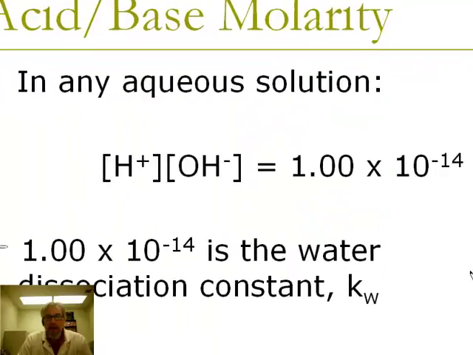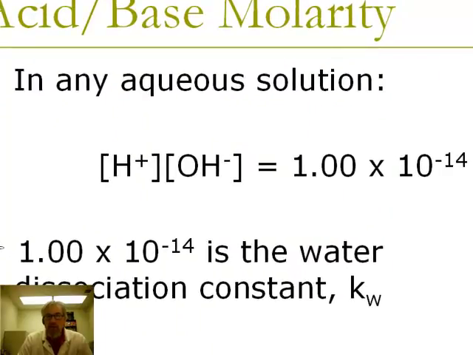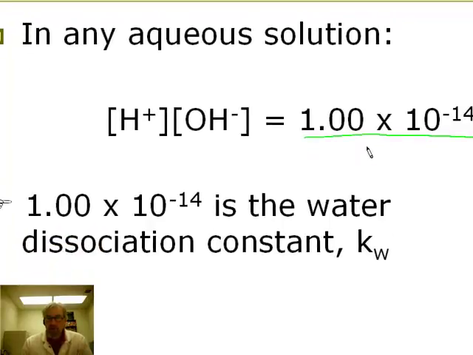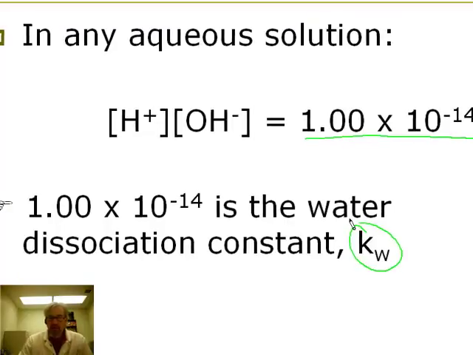It turns out that in any aqueous solution, in other words, in any solution that's made with water as the solvent, the concentration of H+ times the concentration of OH- in moles per liter will always multiply together to give you the same number. It's 1.00 times 10 to the negative 14th. This number is so important, it has a name. It's called the water dissociation constant, and it's abbreviated Kw.